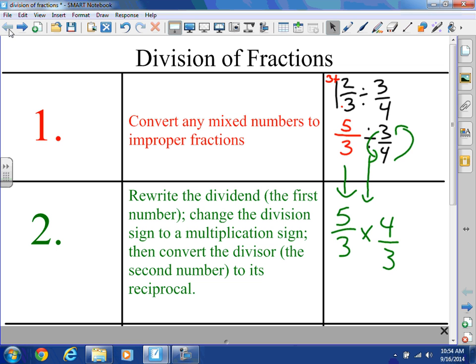It's very simple. Academically, that's what it's really called. I'll move it up just a little bit. Okay, then step number 3.